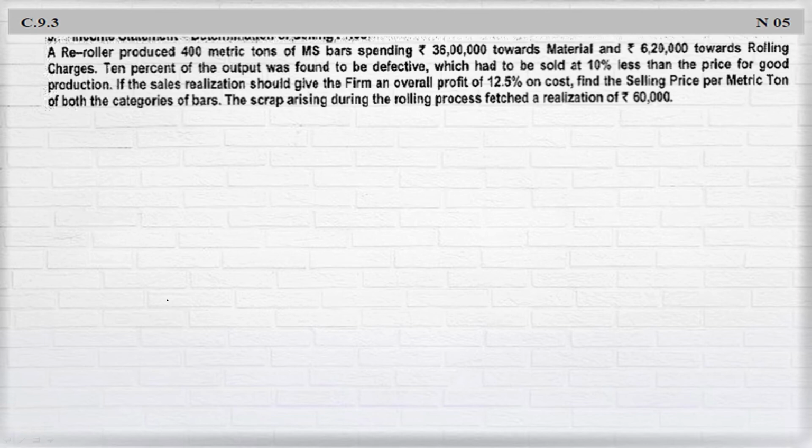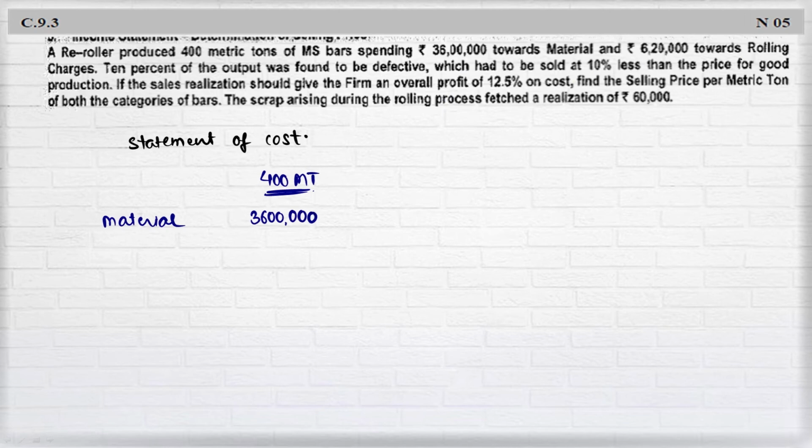So there are defective bars and there are some good bars. The scrap arising due to rolling process fetches rupees 60,000. Let me first draw the statement for cost. A re-roller producing 400 metric tons. So 400 metric tons is manufactured by spending 36 lakhs towards material. So material is 36 lakhs rupees and 6,20,000. There might be some processing. Rolling charges is nothing but processing charges or manufacturing cost, which is 6,20,000.